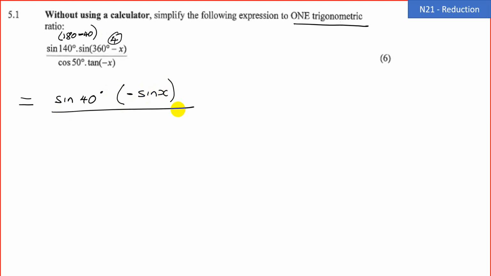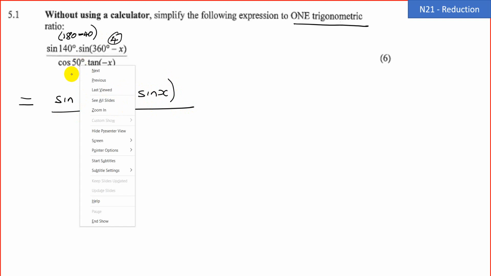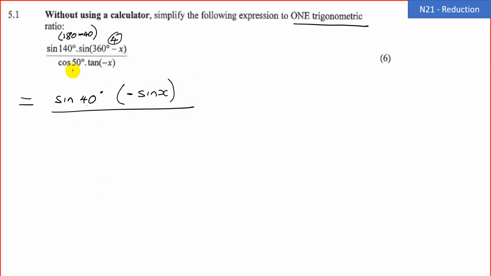Come to the bottom. Now you'll notice the angle on the top is 40 and we got 50 in the bottom. So using our complementary angles, the complement of 50 is 40. So we can change that to 40, and in addition we change cos to sine. So the complement of cos is sine and the complement of 50 is 40 degrees.